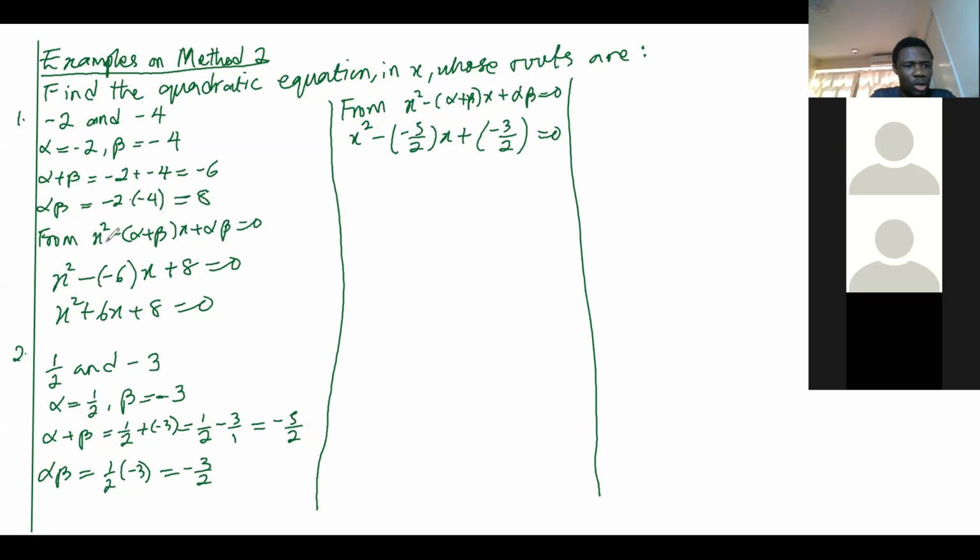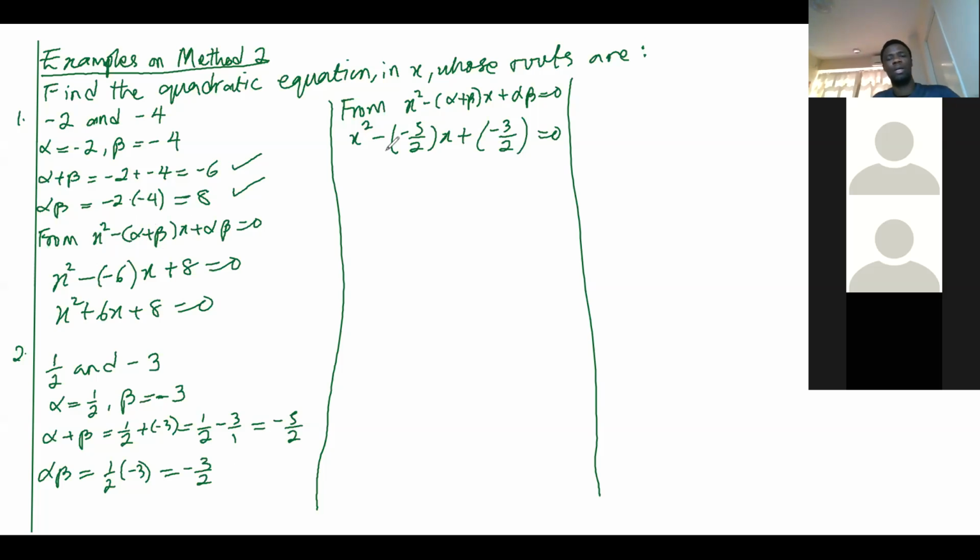After you write, you always write your formula. The first thing is you find alpha plus beta and alpha beta. That's the first thing you must always do. Then you state your formula. When you state your formula, then you substitute: x squared minus alpha plus beta, put it in, x follows, plus follows, alpha beta is positive also. Then you just simplify. Same thing we have done here. Find your alpha plus beta and alpha beta, state your formula, and substitute.